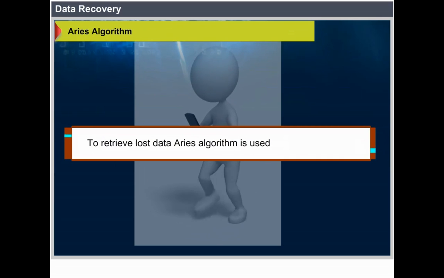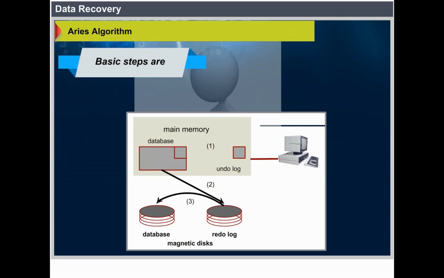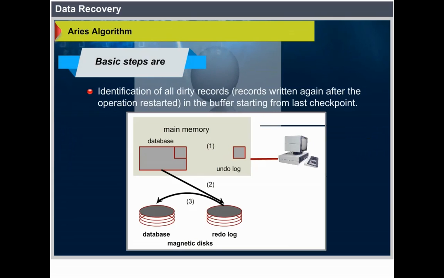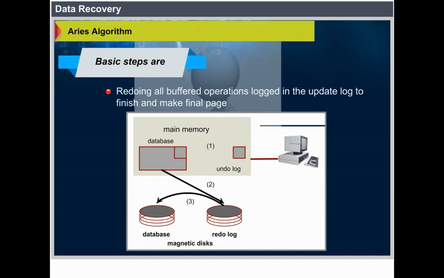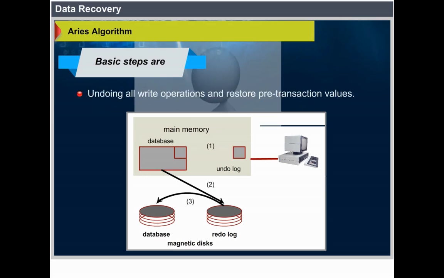Used for recovering lost data. Basic steps are: identify all dirty records, records written again after the operation restarted in the buffer starting from the last checkpoint. Redo all buffered operations logged in the update log to finish and make the final page. Undo all write operations and restore pre-transaction values.